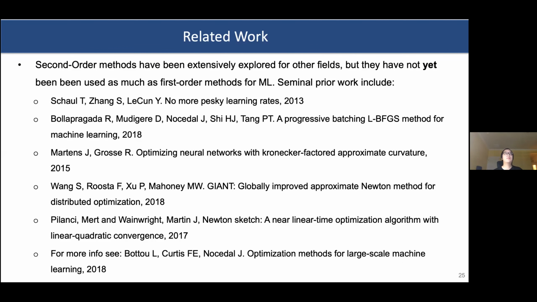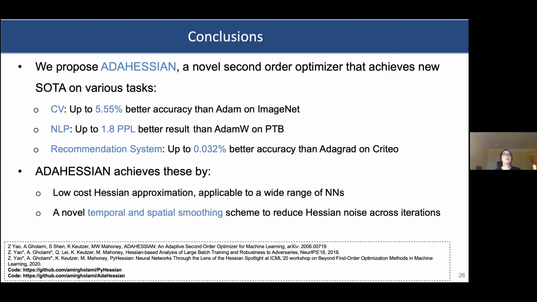So in summary, we propose AdaHessian. AdaHessian is a new second order method typically for, I would say, machine learning tasks. And we achieve state-of-the-art result on ImageNet and a new state-of-the-art result on NLP tasks as well as a recommendation system. And we propose two new techniques for second order methods. One is using the momentum and another is using the spatial averaging method.